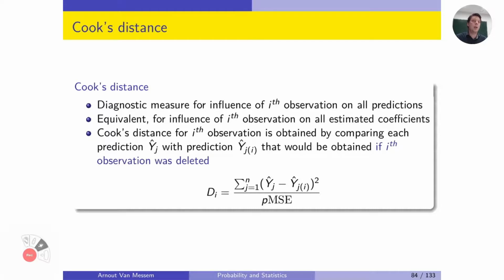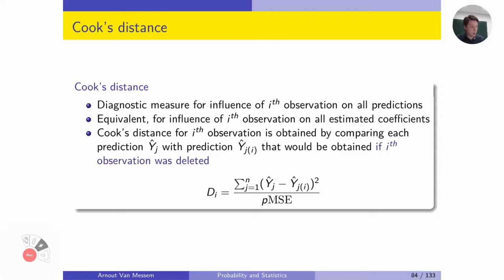And so it will have a large influence on the model. So it will change the model, it will attract the model towards itself. So Cook's distance is a diagnostic measure for the influence of the ith observation on our predictions. And how do we calculate it? Basically, we will look at the model with observation I, and we will recreate a model without observation I.